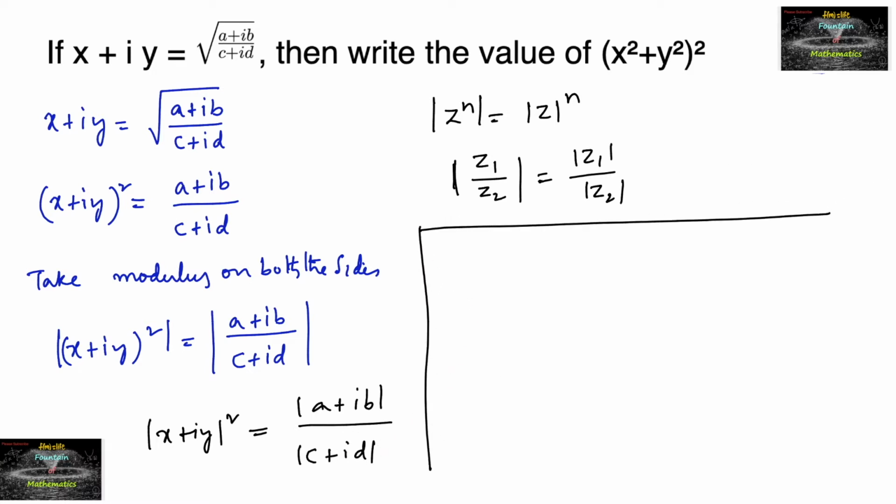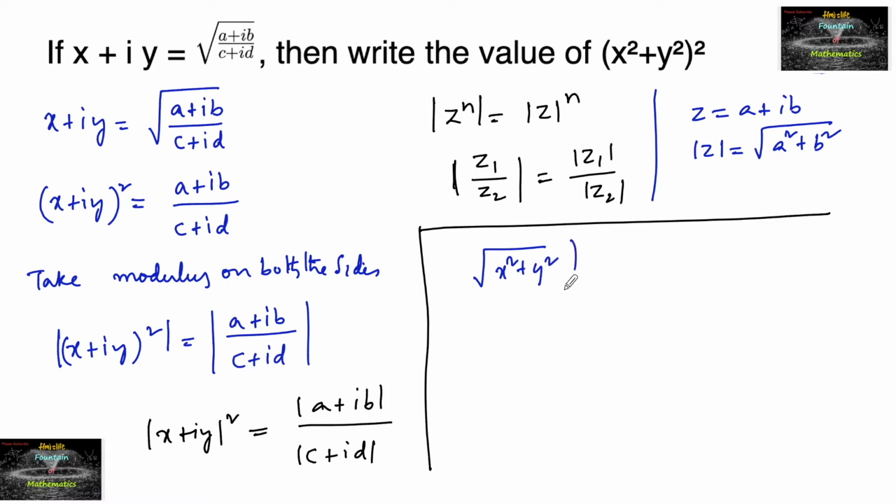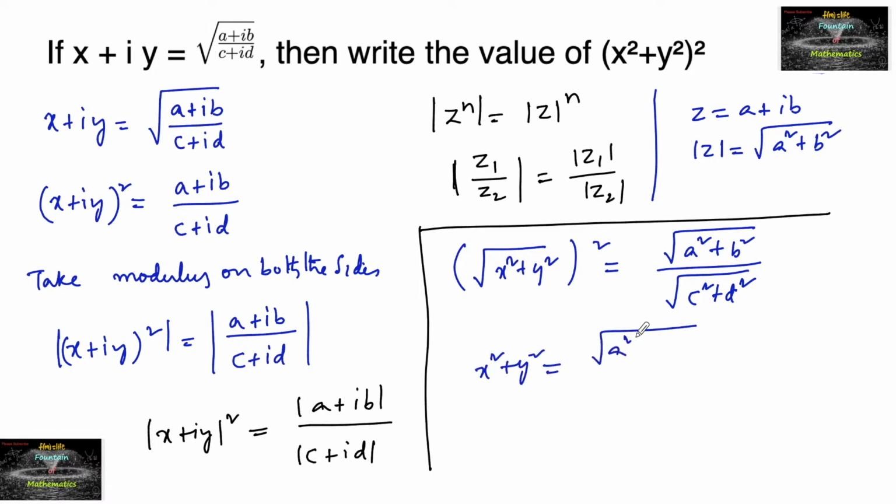So we can also write modulus of x plus iy, since we know for z equal to a plus ib, mod z is equal to root over a square plus b square. So modulus of x plus iy we can write as root over x square plus y square, whole square, is equal to modulus of a plus ib, which is root over a square plus b square, upon modulus of c plus id, which is root over c square plus d square. Now root over x square plus y square whole square, we can write as x square plus y square, which is equal to the root of a square plus b square upon c square plus d square.